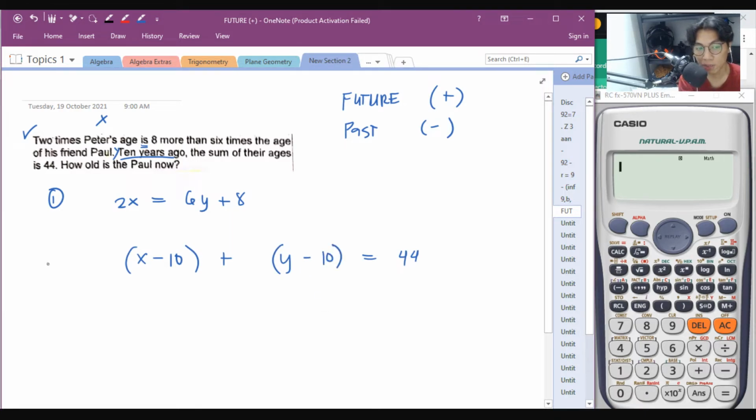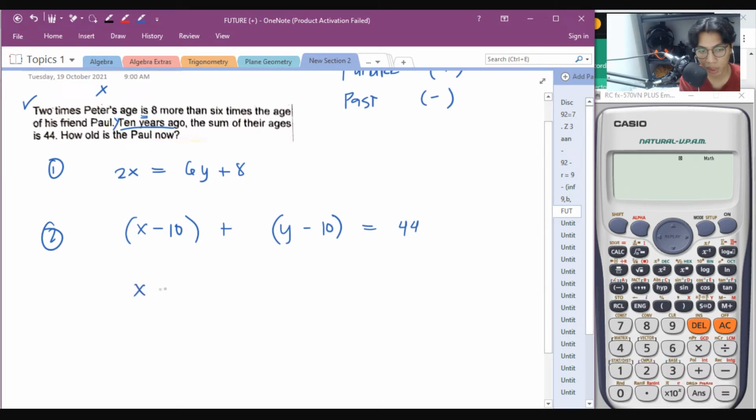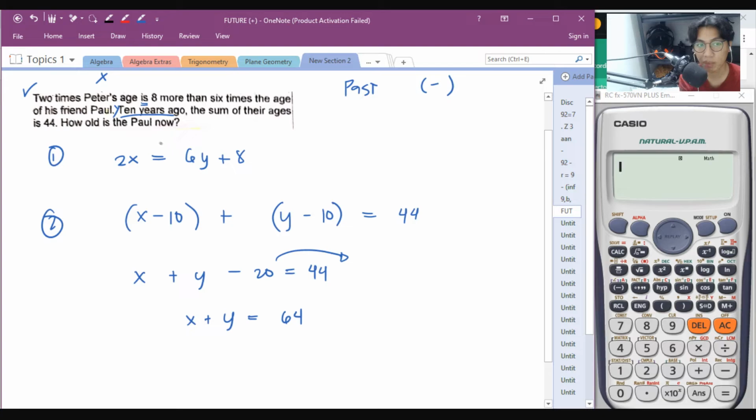Okay. We simplify yung pangalawang condition. Okay? So, x plus y minus 20 equal to 44. Ilipat mo dito sa kabila, what will happen? X plus y equal to 64. Ngayon, pwede mo nang iset aside yan. Ano ang hinahanap dyan? Yung age ni Paul. Okay, pwede natin gawin ganito. Ilipat natin yung x dito. X will become 64 minus y.